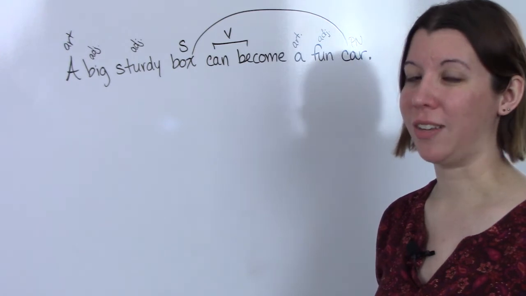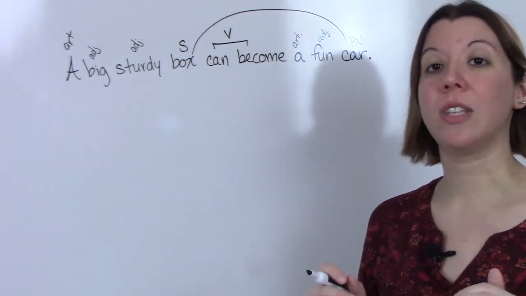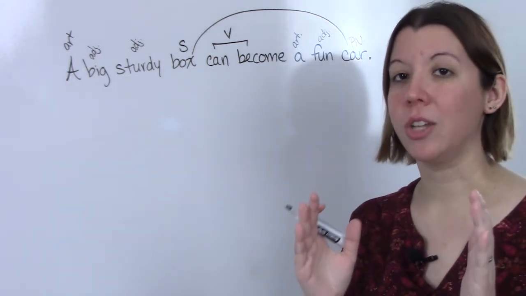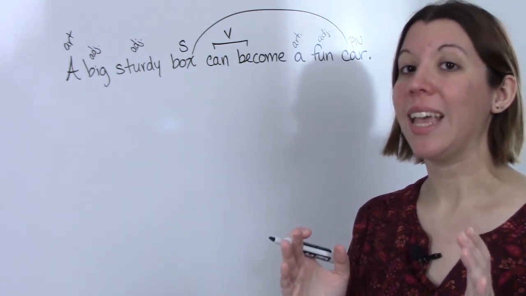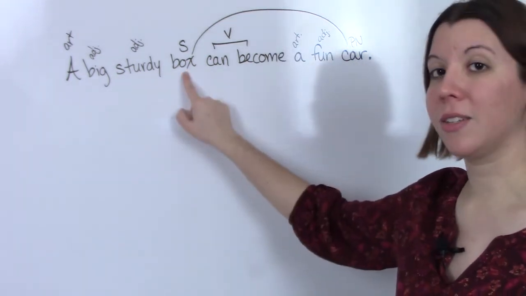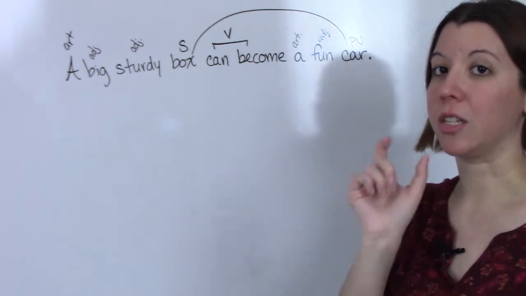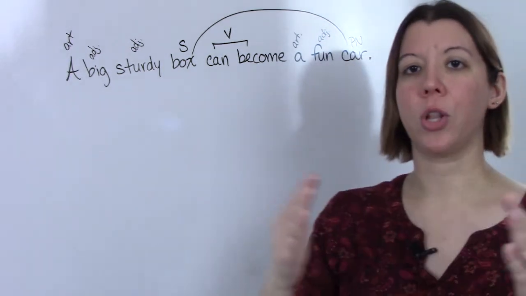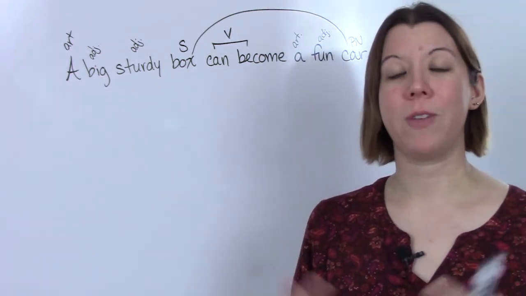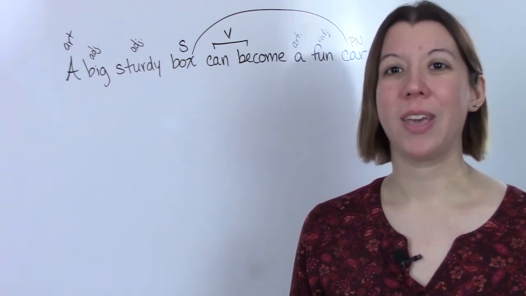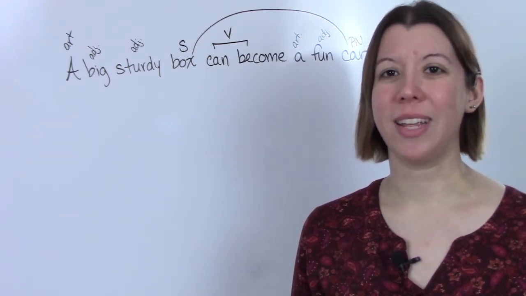There's lots of adjectives here, so be careful. Give yourself enough space on the baseline to include all of those modifiers. Even if the word box or car is a small word, give yourself a longer line so that you're able to fit in all of those modifiers comfortably. Go ahead and pause the video and try it on your own, and then press play and check with me when you're done.